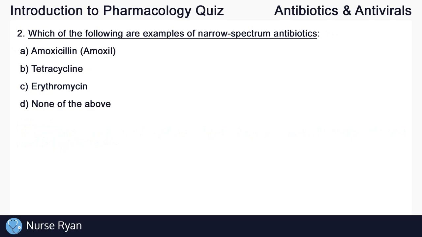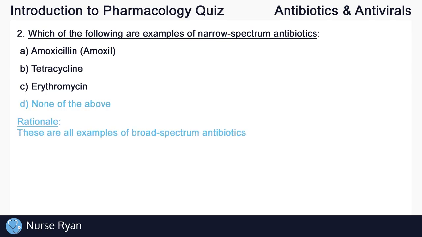And question number two, which of the following are examples of narrow spectrum antibiotics? And the answer here is D, none of the above. These are all examples of broad spectrum antibiotics.